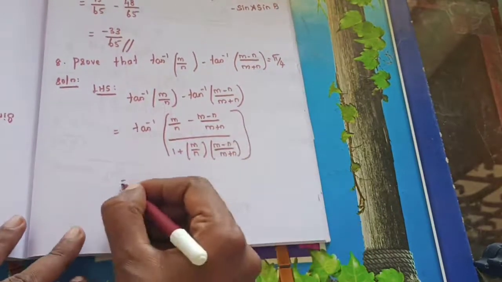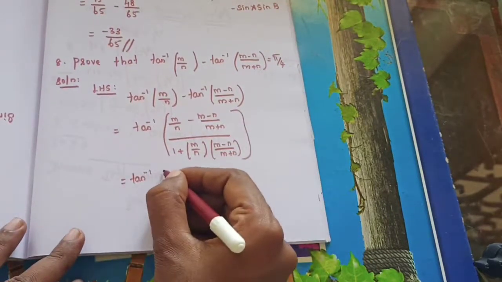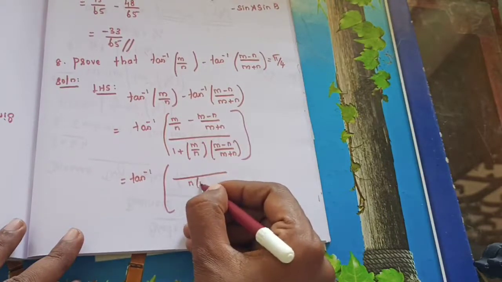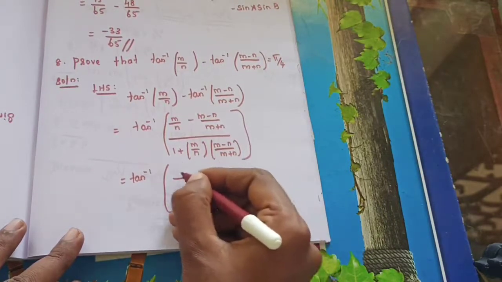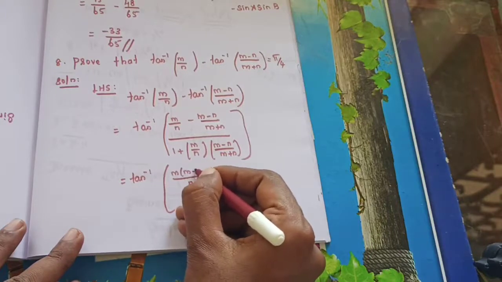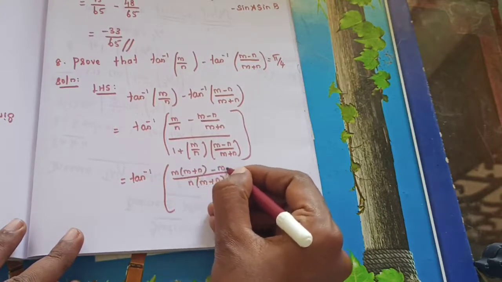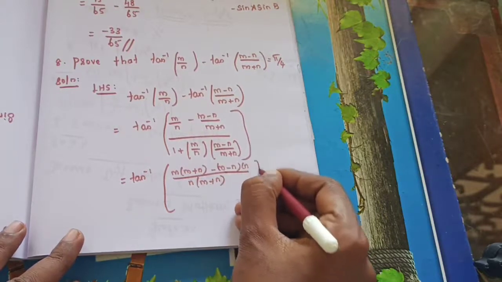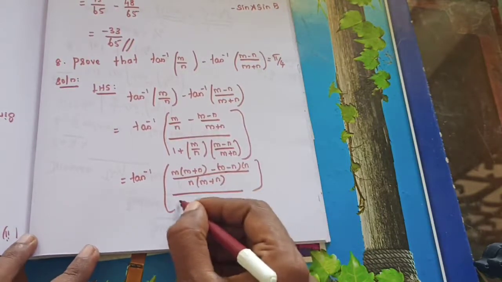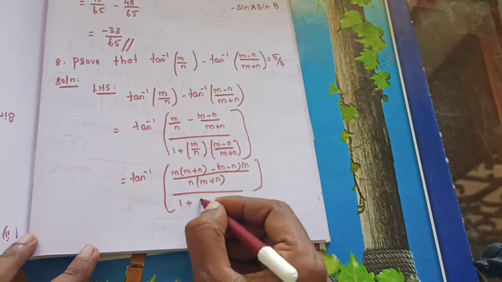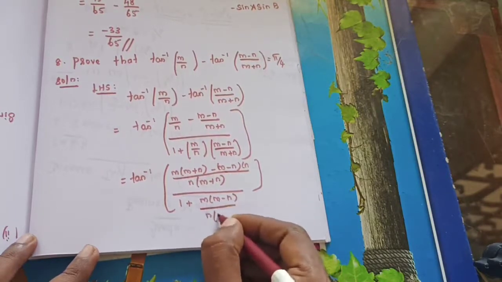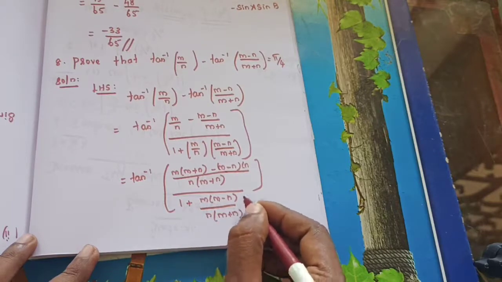Okay, that's equal to tan inverse of, what's the LCM in the numerator? n into m plus n. Now multiply m into m plus n minus m minus n into, do it very carefully, into n. Okay, then divided by 1 plus, multiply these two first. So m into m minus n divided by n into m plus n.